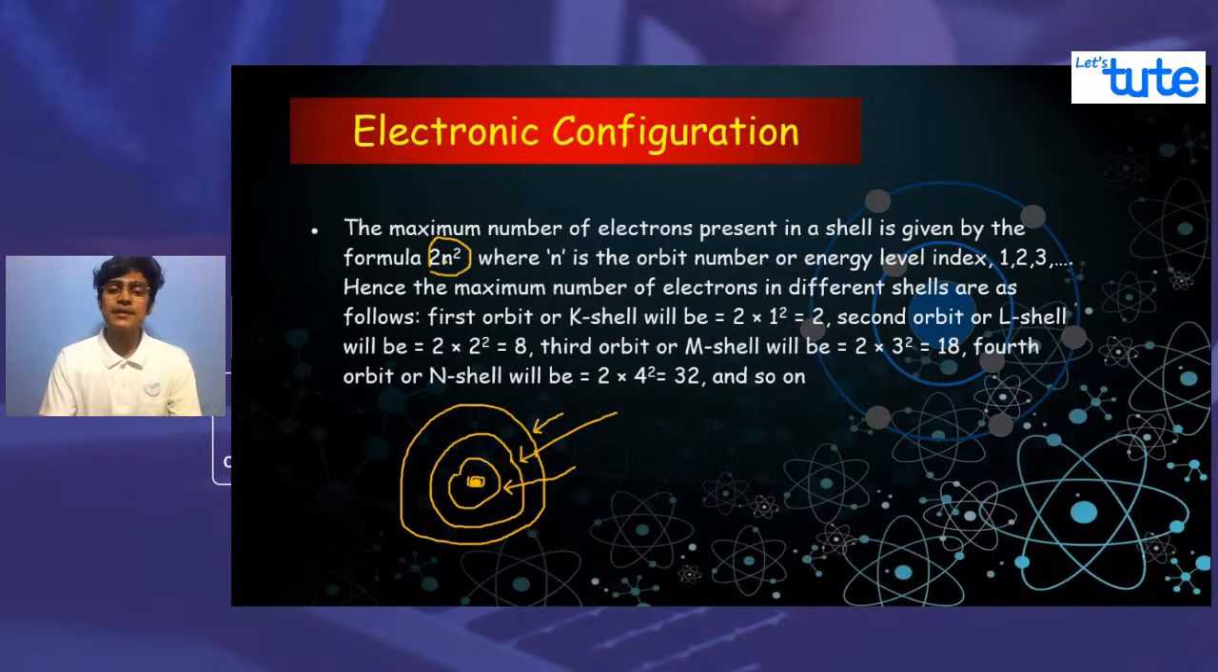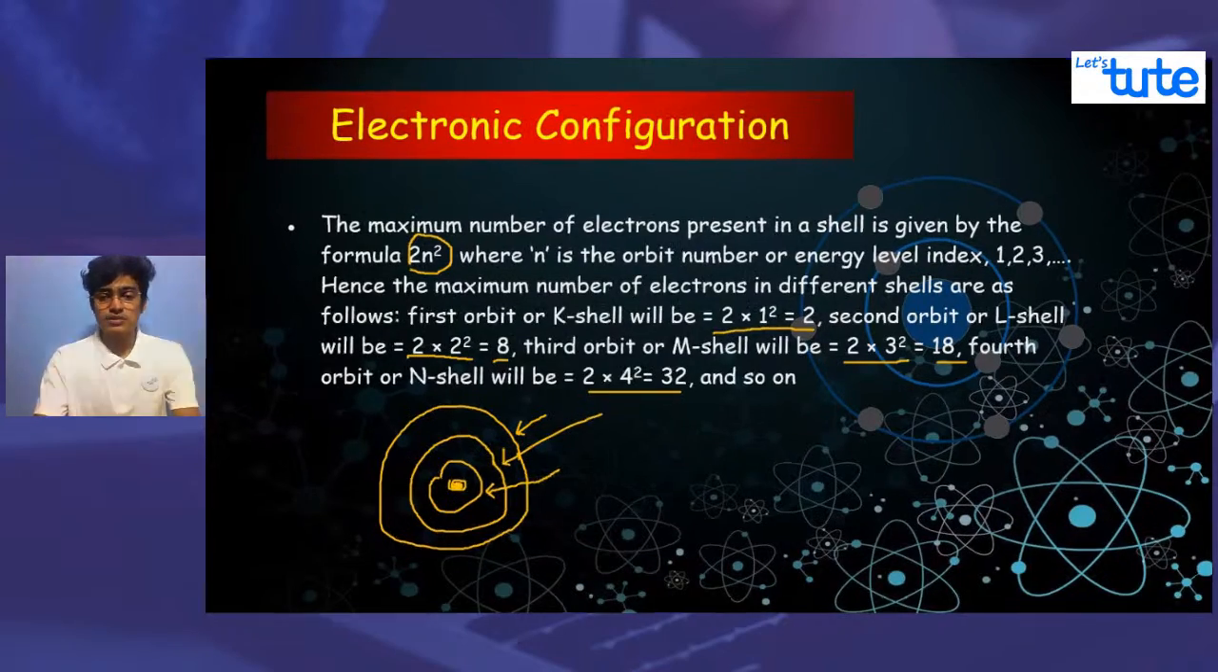And what is this n? n is the number of the orbit we are looking at. If we are looking at the first orbit, we simply replace n by 1, so 2 multiplied by 1 raised to 2 gives 2. For the second shell, the formula will be 2 into 2 raised to 2. 2 square is 4, and 4 multiplied by 2 gives you 8. For the third shell, 2 multiplied by 3 square: 3 square is 9, and 9 multiplied by 2 is 18. For the fourth shell, it will be 32. These are the values which tell us how many electrons each shell can hold.